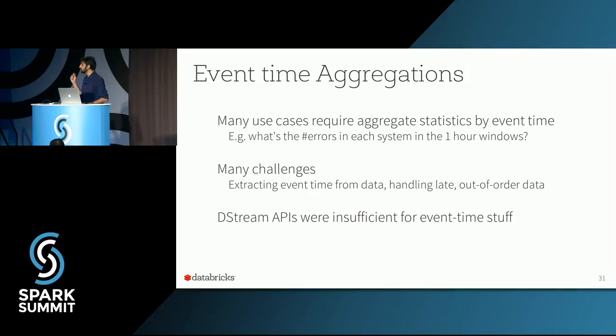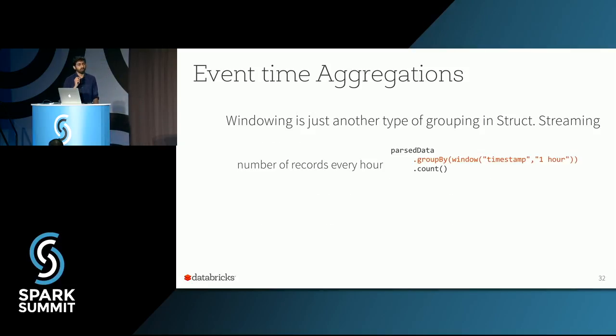And this is one use case where DStream was insufficient because it was not designed keeping event time in mind, which is why we built structured streaming in the right way. Structured streaming makes it easy because windowing is just another type of grouping now. If you want to count the number of records every hour, it's very easy. You just say group by. We have this new operator called window, and you specify the column to read the timestamp from.